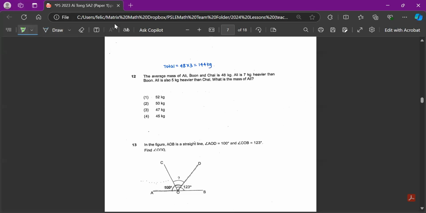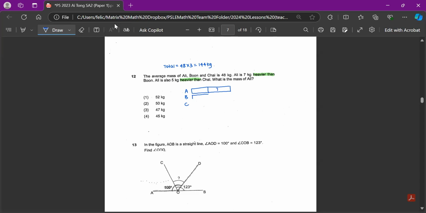Now, all these words, heavier than, all the comparison words, heavier than means you would have to draw a model out because at this point, I do not know any of their masses also. So I only have all the comparison words here. So we're going to draw a simple comparison model. Ali heavier than Boon, let's start with that. Okay, so Ali will be 7 kg heavier than Boon. So I'll just put 7 here.